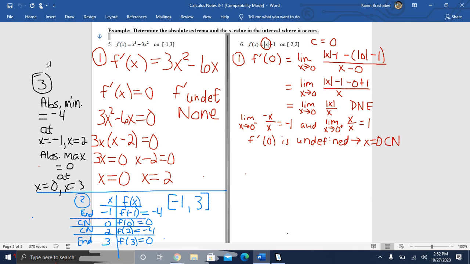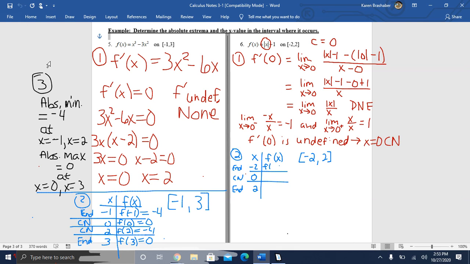So that's step 1. Step 2, as we did in the previous problem, is we're going to evaluate our original function at the endpoint. So let's consider what our interval is. Our interval is from -2 to 2, and our critical number is in that interval. So we have an endpoint of -2. We have a critical number of 0, and we have our other endpoint at 2. And we're going to evaluate f of x there.